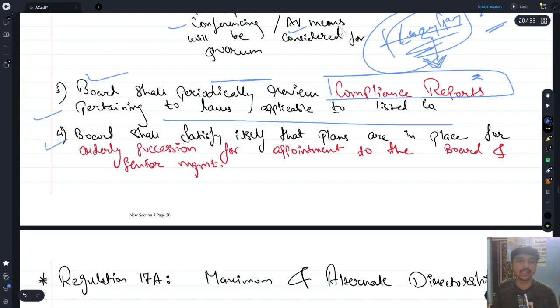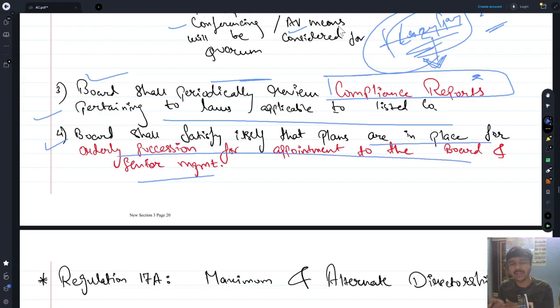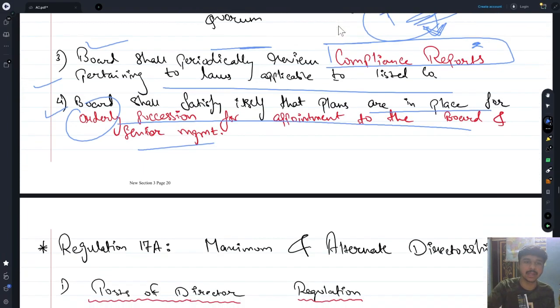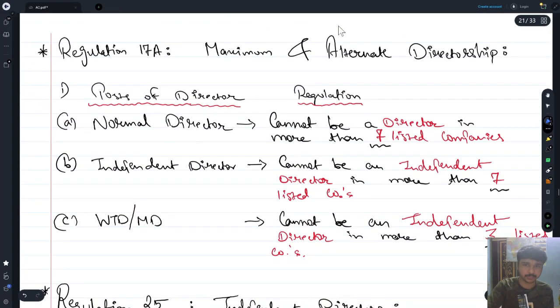Second thing, the board shall satisfy itself that plans are in place for orderly succession for appointment to the board and senior management, right? So what should the board do? The board shall satisfy itself that plans are in place for orderly succession. One day you are going to exit, so you need to check that whenever you go, there will be a proper and orderly succession of yours, right? So this should also be checked.